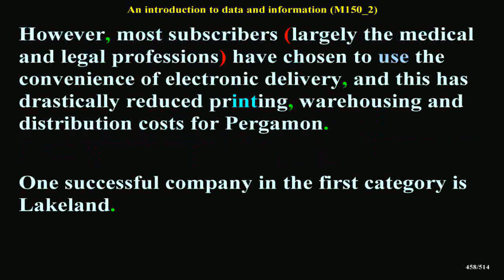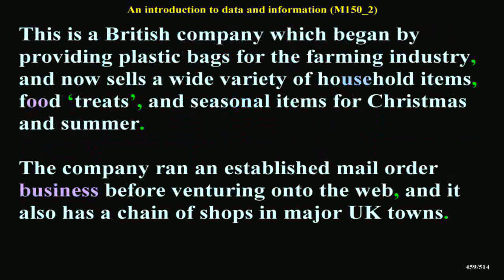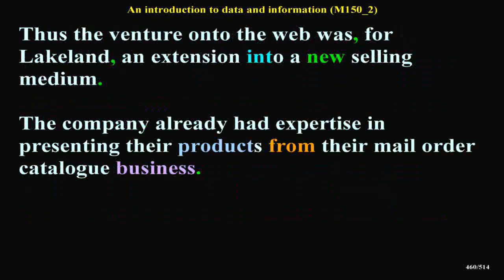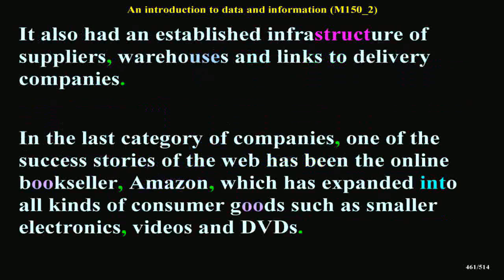One successful company in the first category is Lakeland. This is a British company which began by providing plastic bags for the farming industry, and now sells a wide variety of household items, food treats, and seasonal items for Christmas and summer. The company ran an established mail-order business before venturing onto the web, and it also has a chain of shops in major UK towns. Thus the venture onto the web was, for Lakeland, an extension into a new selling medium. The company already had expertise in presenting their products from their mail-order catalog business. It also had an established infrastructure of suppliers, warehouses and links to delivery companies.